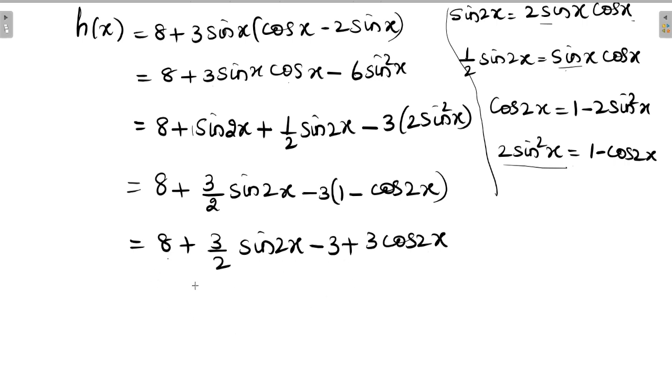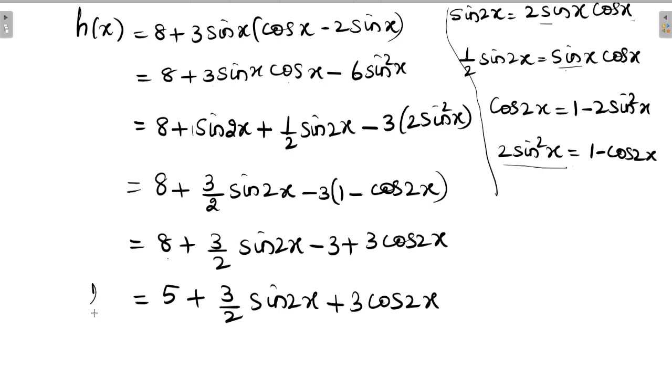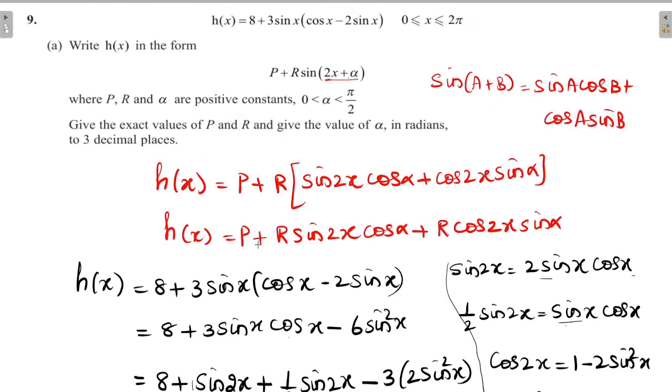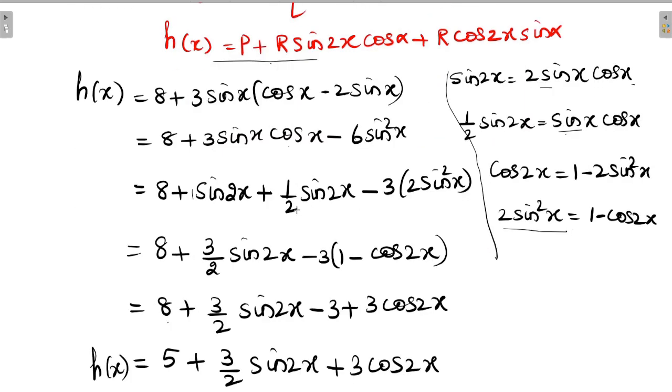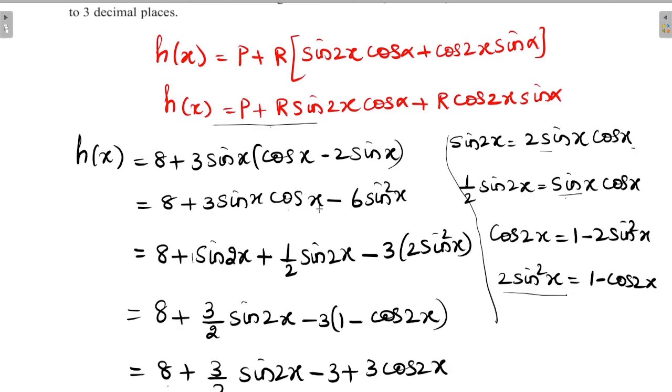This 8 minus 3 becomes 5. 5 plus 3 by 2 sine 2x plus 3 cos 2x. This is our h of x. So what is our question? The question we are going to rewrite in the form of this. So we can equate and find p, r values and alpha also.